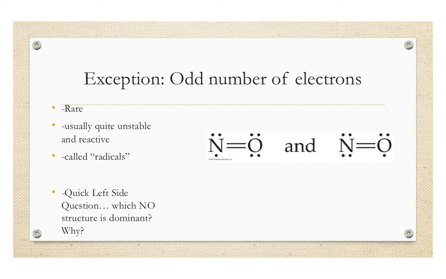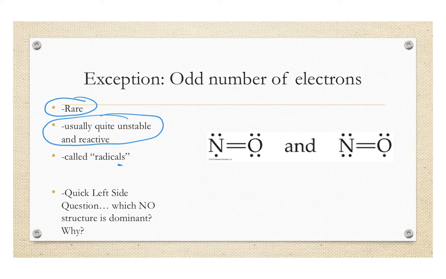The first one is an odd number of electrons. Odd numbers of electrons are rare. They're often quite unstable and reactive. If there's a free electron just sitting out there, something else wants to grab it. And so we refer to these as radicals.